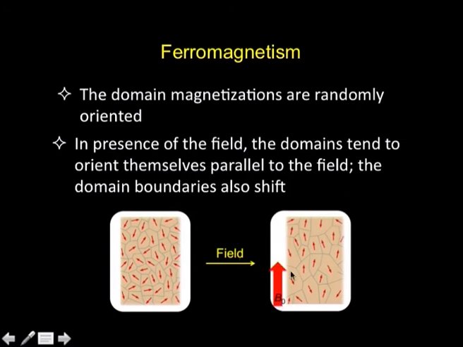When I apply the field, I find that in these domains some kind of realignment comes into picture, and more domains start aligning with the field. As a consequence, the domains wherein the net magnetization is aligned with the field start growing in size, and those domains wherein the net magnetization is not aligned with the field start shrinking, and as a consequence we find that the number of domains starts decreasing. Some domains grow, some domains shrink.